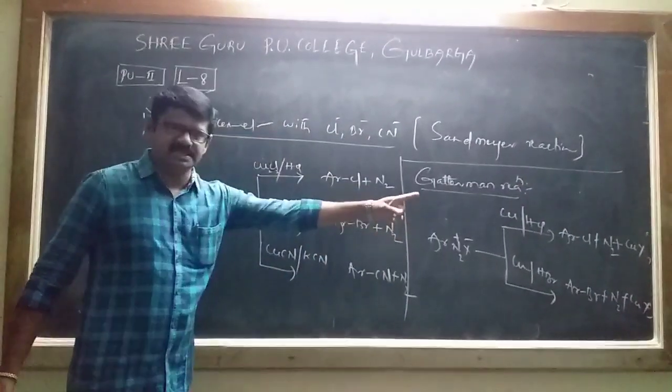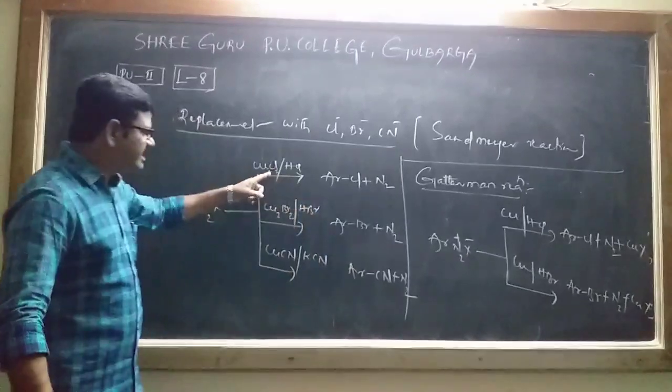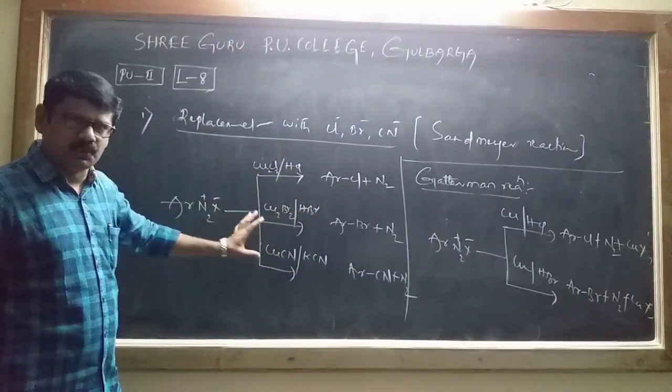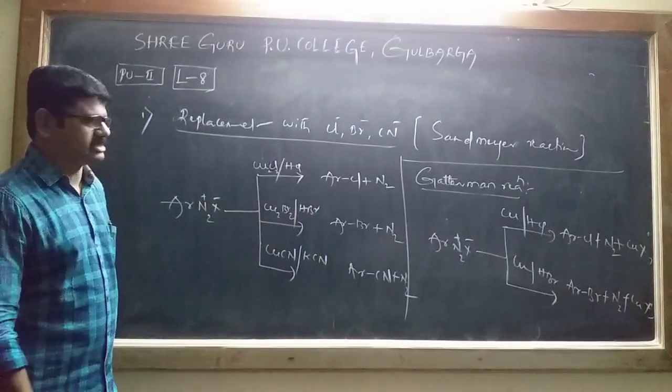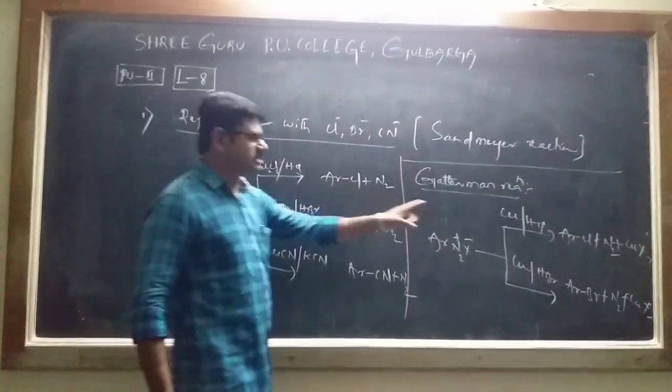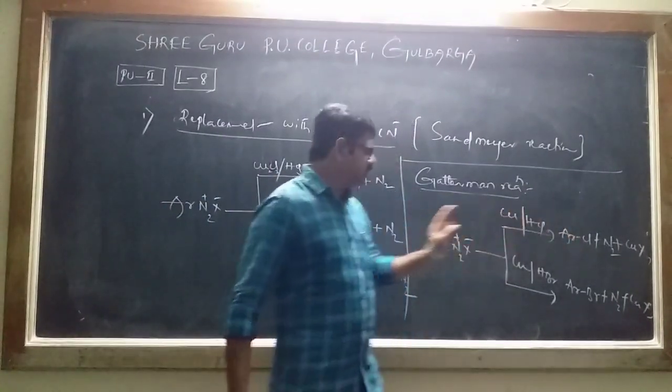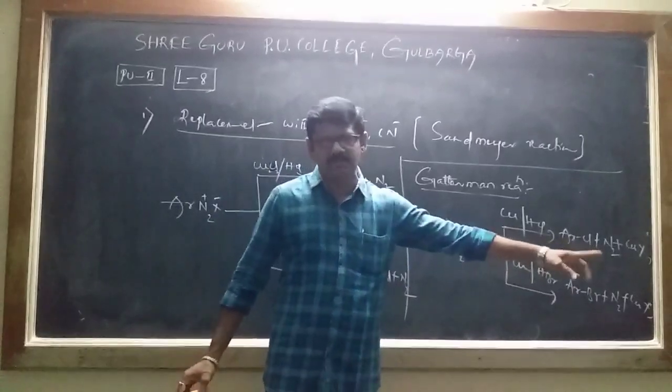Okay, those two reactions include the Gattermann reaction. These three reactions include the Sandmeyer reaction. Now here we are getting chlorobenzene, here also we are getting chlorobenzene. Here we are getting bromobenzene, here also we are getting bromobenzene.